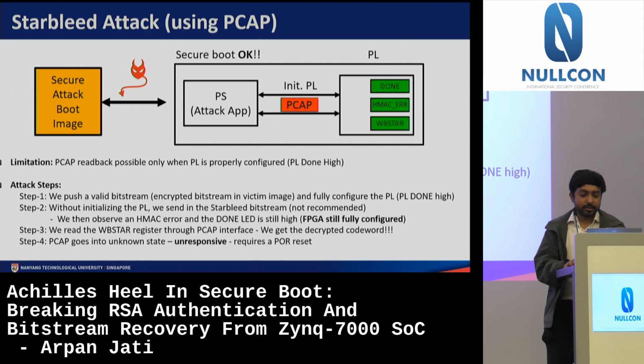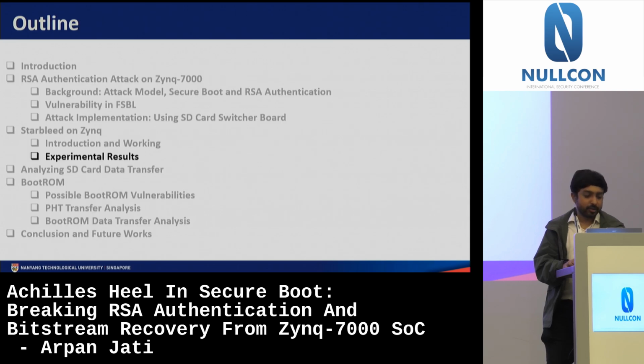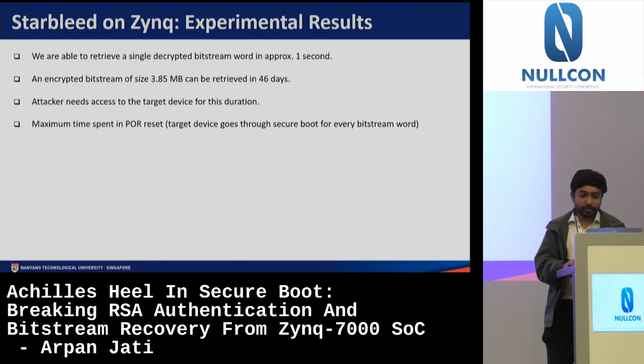As I said, after it happens, it goes through a power cycle. So our attack setup uses this strategy: there is an Arduino based tool and a PC, and we have a small software which runs to reboot again and again, and we get 4 bytes at a time. On the current setup, it's not very optimized, but we can get 4 bytes in 1 second. So in 46 days we can get 3.85 MB. It's quite slow, but if you have 10 such devices, you can make it faster.